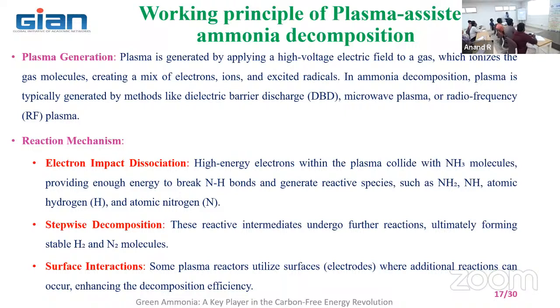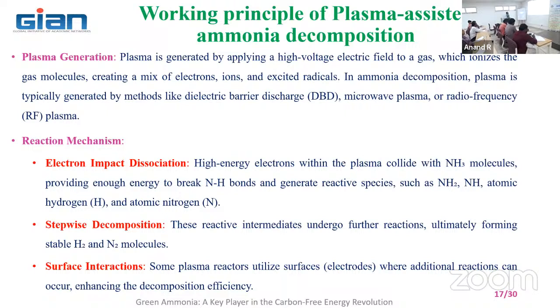So the reaction mechanism: high energy electrons within the plasma collide with the ammonia molecules, providing enough energy to break N-H bonds and generate reactive species such as NH2, NH, atomic hydrogen and atomic nitrogen. These reactive intermediates undergo further reactions, ultimately forming stable products.